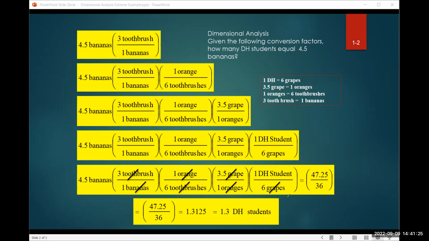if I have 10 grams of sodium bicarbonate, how many grams of carbon dioxide am I going to make in this reaction, okay? It feels like on one end you've got the bananas and on the other end you've got the DH students. But once you put everything together with the proper units, and we're going to go through this stepwise and systematically to become comfortable with this, okay? So that is my extreme example.